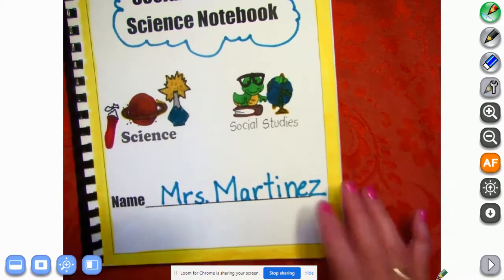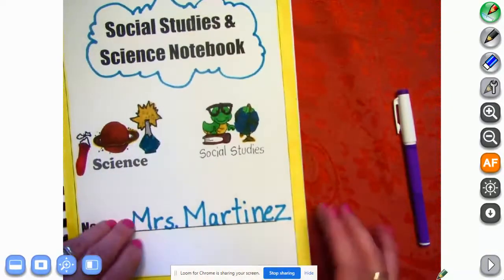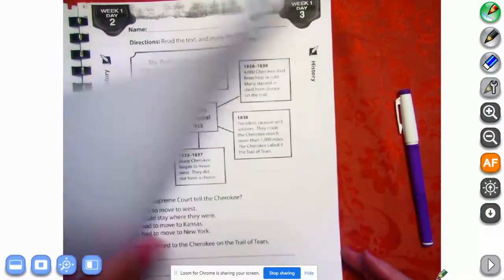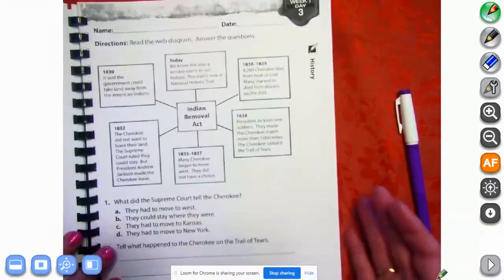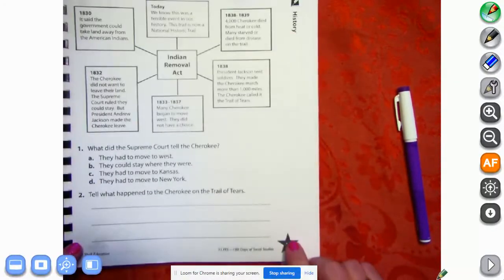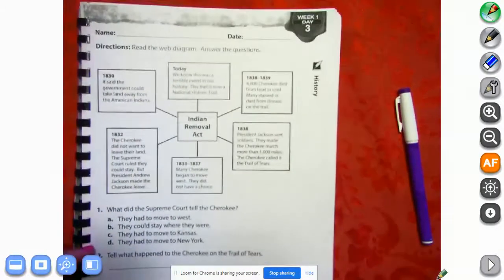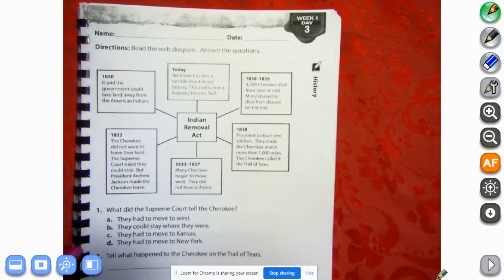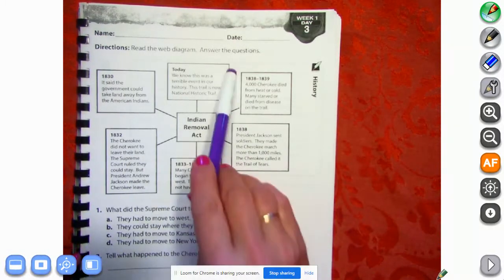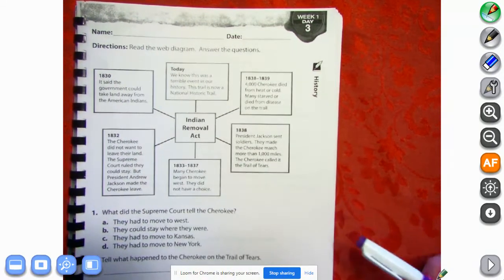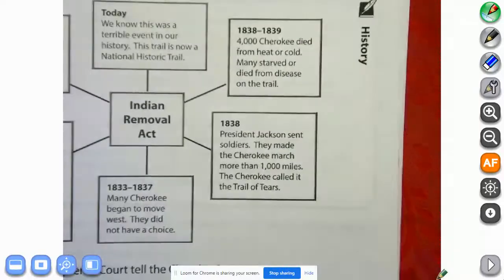All right, so today we are going to start off in social studies. We've already done the first couple pages. We're going to start on page 17. And it says we're going to use this web diagram to get some information and to learn some things and answer some questions. So it says, read the web diagram, answer the questions. All right, so I'm going to go ahead and do that with you right now.